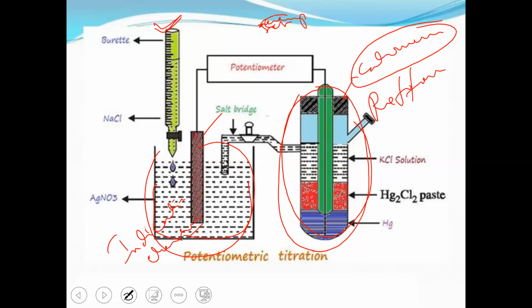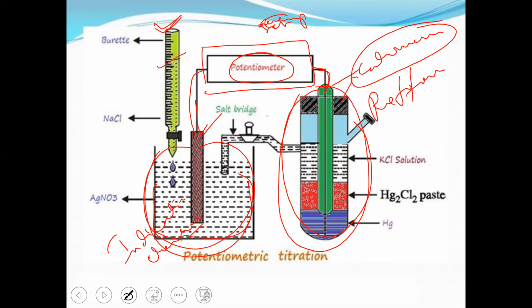What is a reference electrode? We know the potential value, the EMF, of this reference electrode. Both the reference electrode and this indicator electrode are connected to the potentiometer. This potentiometer will give the EMF of the indicator electrode. So this is the total setup which is present in the potentiometric titration.